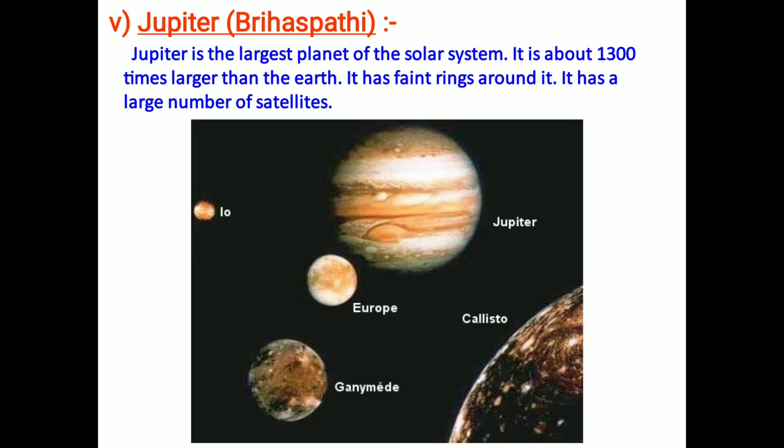Jupiter is the largest planet of the solar system. It is about 1300 times larger than the Earth. The mass of Jupiter is about 318 times that of our Earth. It has faint rings around it. It has at least 67 satellites.